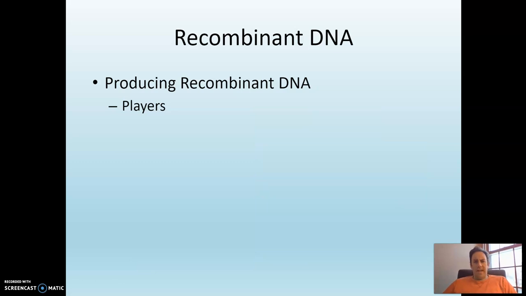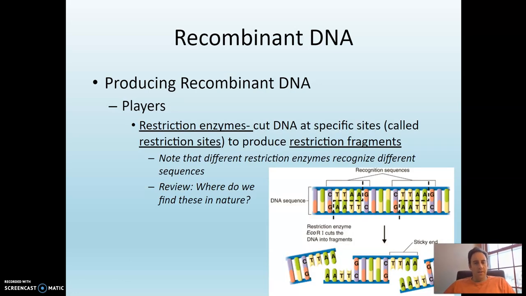So how do you do this and why would you want to? First of all, how do you do it? Well, we're going to break it down by players and process. So the first player are these enzymes called restriction enzymes. What a restriction enzyme does is it cuts the DNA at a very specific site, which is called a restriction site. And when it does that, it produces what are called restriction fragments.